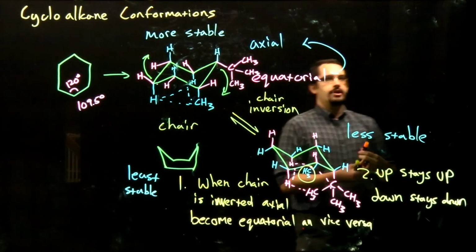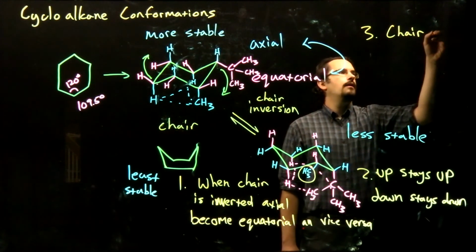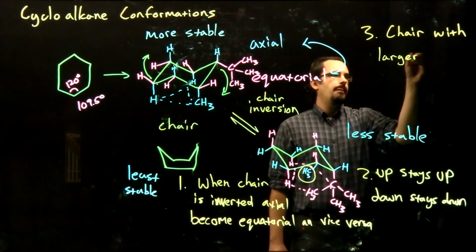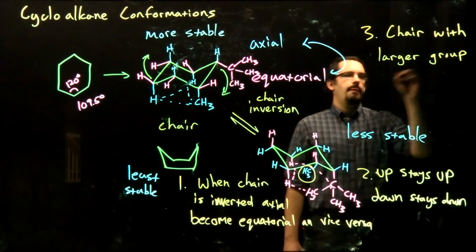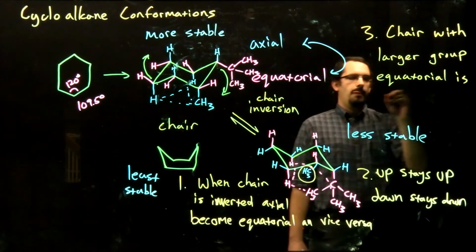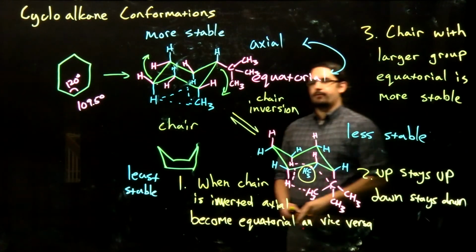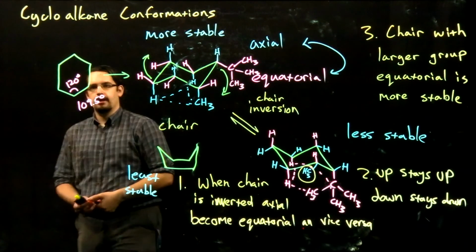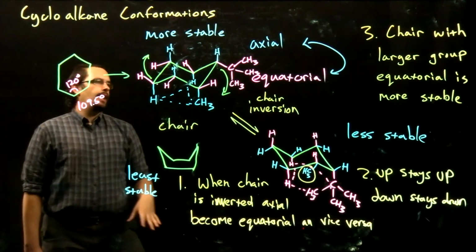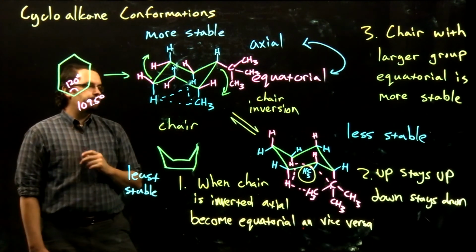So the chair that has the larger group equatorial is going to be more stable. We can use this rule if we have just one group attached to our cyclohexane ring, or if we have multiple groups. Right? In this case, we have multiple large groups, and we go with the larger group equatorial, and we keep that smaller group axial.